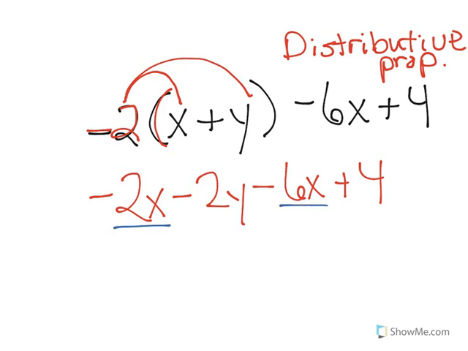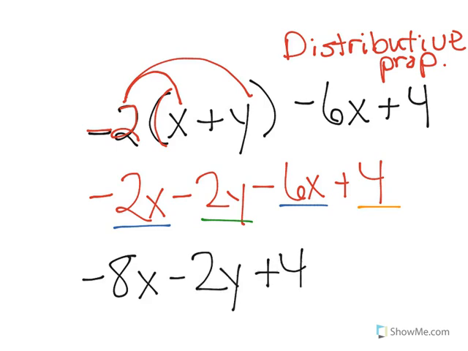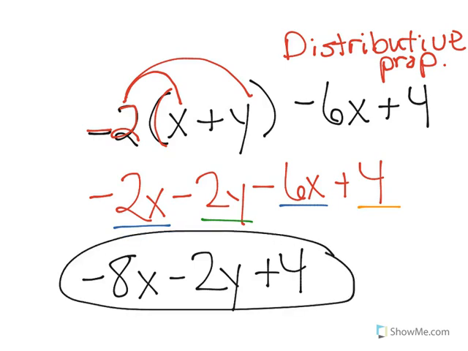I have x's and x's, y's, and constants. Answer in black. So I can combine my x's. They're both negative, so that leaves me with negative 8x minus 2y plus 4, and that would be my answer. Again, on this one, a little different. I can use the distributive property to get it to this point. Then I combine like terms, combine x's with x's, and y's with y's, constants with constants, and this is my answer.